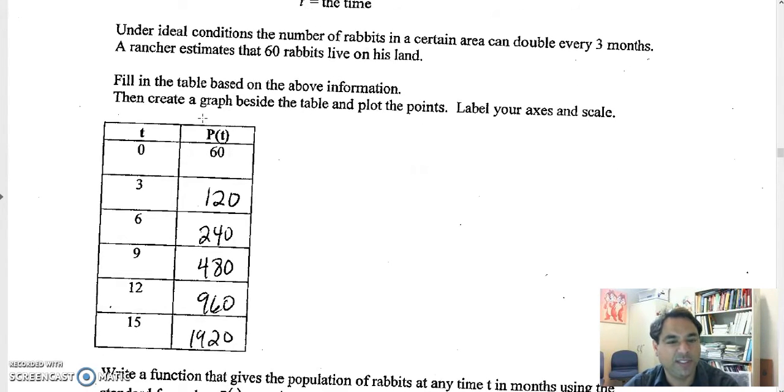So if we just work this out by hand, at time 0 we had 60 rabbits, and every 3 months that doubles to 120. 6 months doubles to 240. 9 months doubles to 480. 12 months doubles to 960. 15 months doubles to 1,920 rabbits. That's a lot of rabbits. But what it's doing, it's growing exponentially. It's not growing quadratic. It's not growing linear. It's growing exponentially, doubling every 3 months.